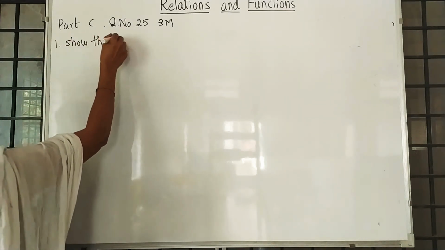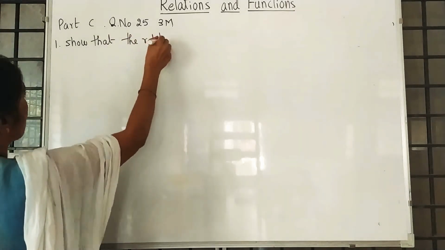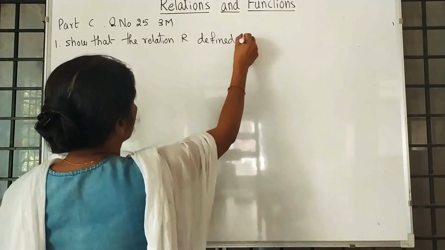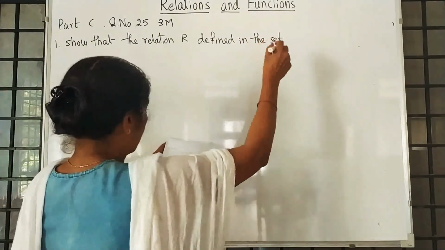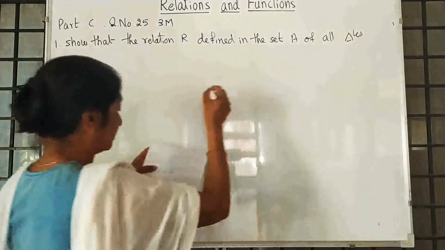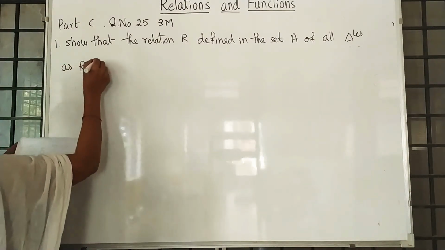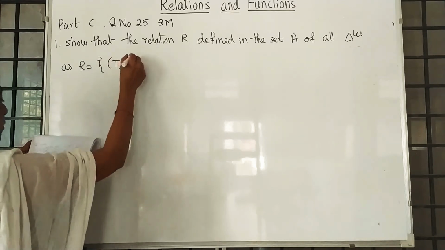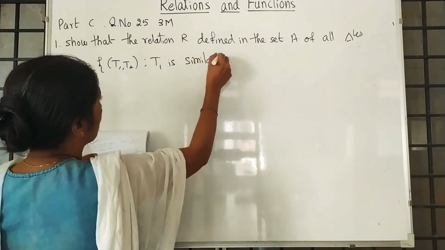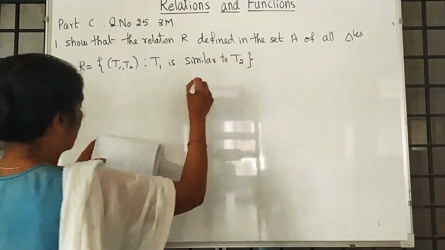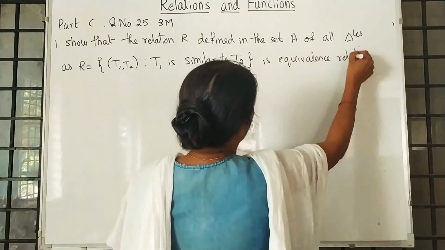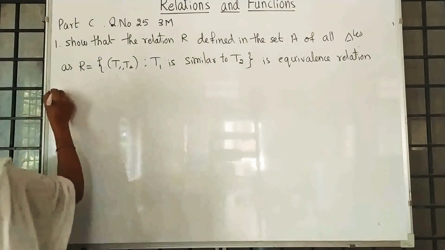Show that the relation R defined in the set A of all triangles as R is equal to T1, T2, T1 is similar to T2 is equivalence relation. Moving to the second question.